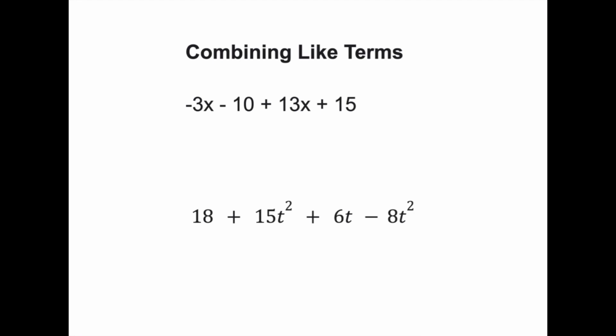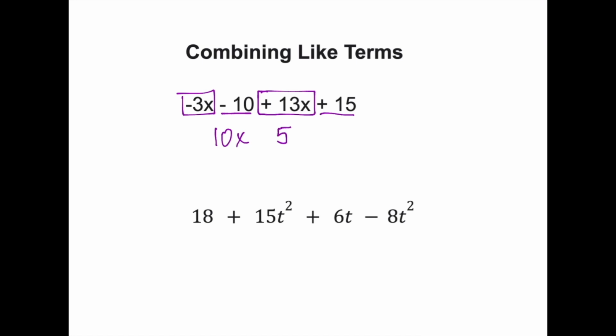The first thing I like to do is start with the variables and box the like terms. So we have a negative 3x and we have a positive 13x. Remember, include the sign that is in front of the number. So a negative 3 and a positive 13 makes a positive 10x. Next, let's look at the constants. We have a minus 10 and a plus 15. Minus 10 is the same thing as a negative 10. So negative 10 plus 15 is a positive 5.